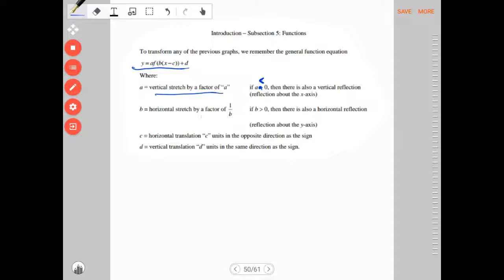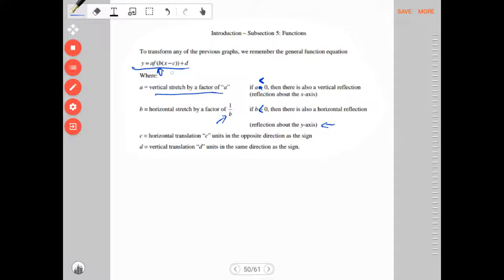B is the horizontal stretch by a factor of 1 over b. Remember b is directly attached to the x. That's why we have to do the reciprocal of that. If b is less than 0, then there's also a horizontal reflection, so a reflection in the y-axis. C is the horizontal translation.